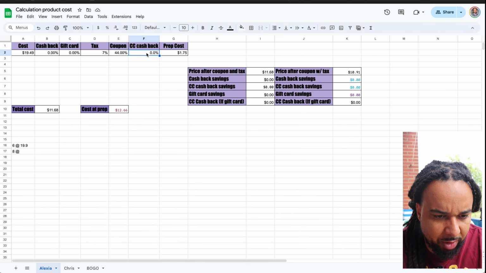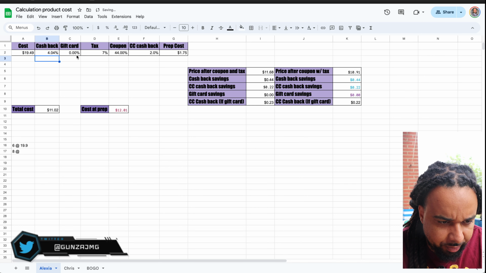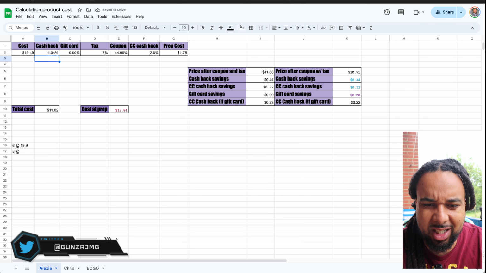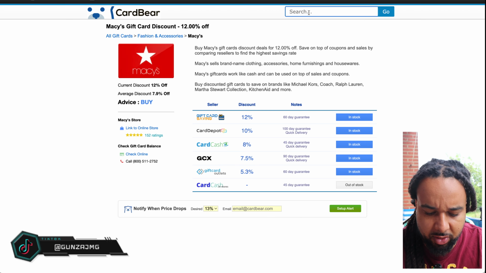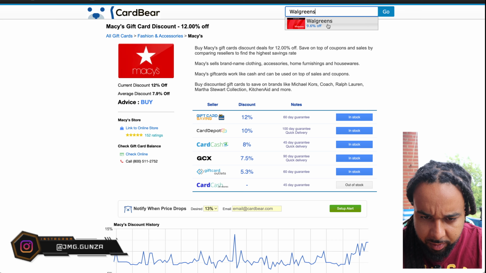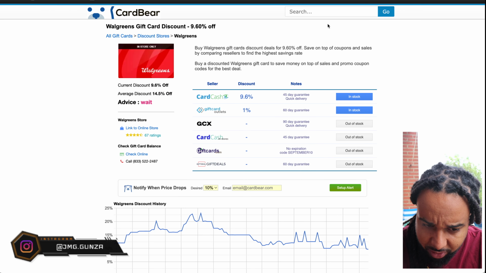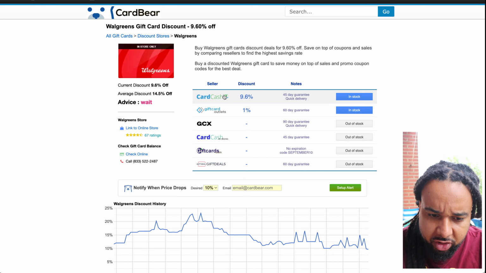4.04% cashback. We have 2% with the credit card. 4.04 right there. No gift card. Well, we can actually find some gift cards, but they're going to be physical gift cards, so it's not on the same desk. But let's check. Let's see. We can actually get 9.6% off with Card Cash.